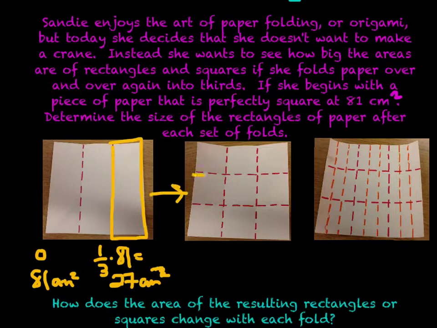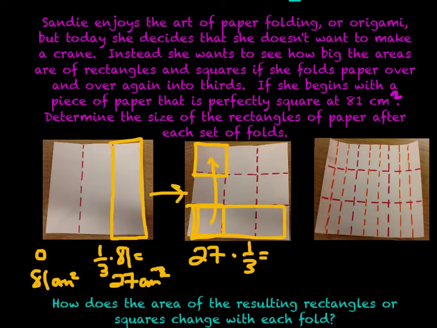She makes another set of folds. Here's 3 folds now, and if we're just looking at one set of these 3 folds, we notice that she's folding back and forth, which is perfectly fine. We now have that the 27 that we initially had before has now turned into 1/3 of this size. So here we go. 27 times 1/3, or 1/3 of 27, equals 9 centimeters squared.